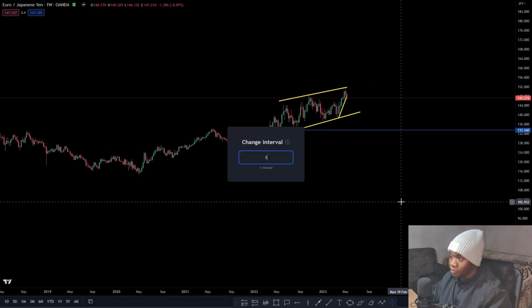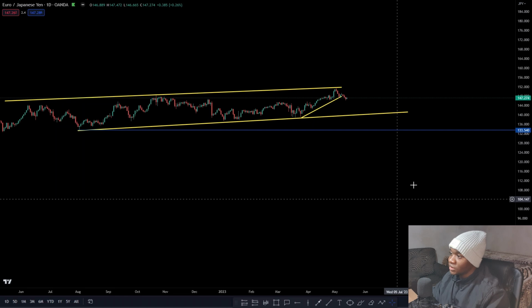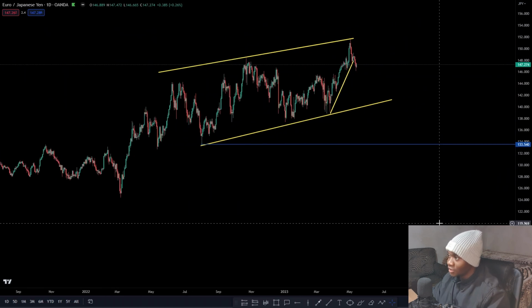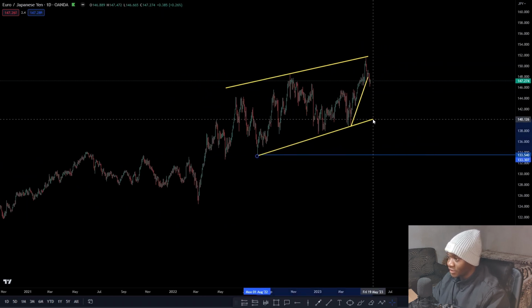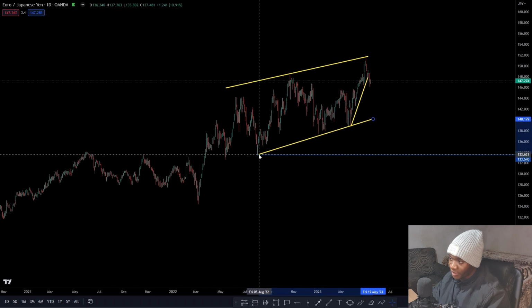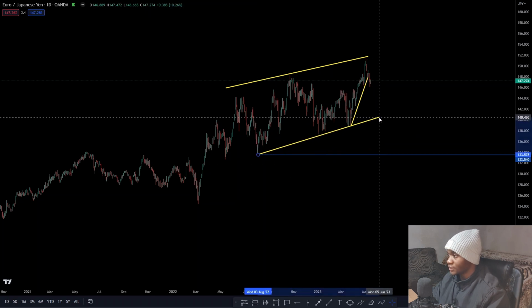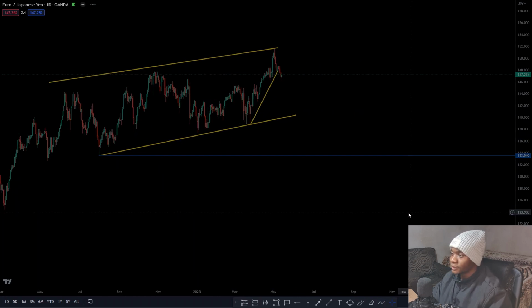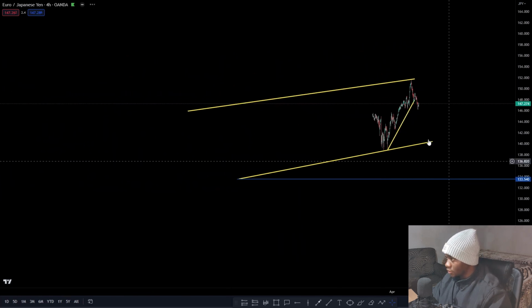So moving over to the daily time frame. When I zoom out, this is my best pair so far, if I'm being honest. This is the best pair because it just looks nice. And then on the 4-hour, okay, so let me zoom out.